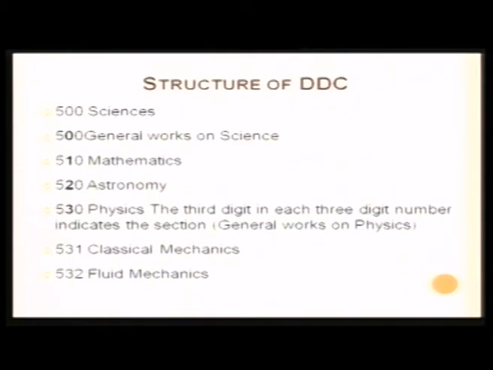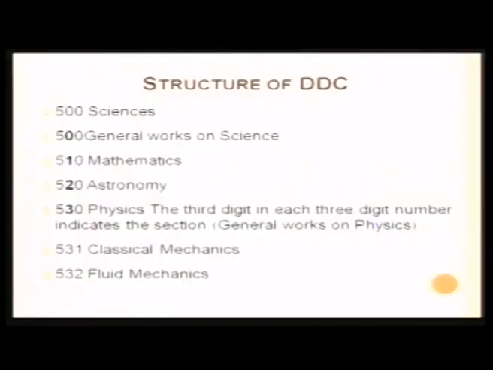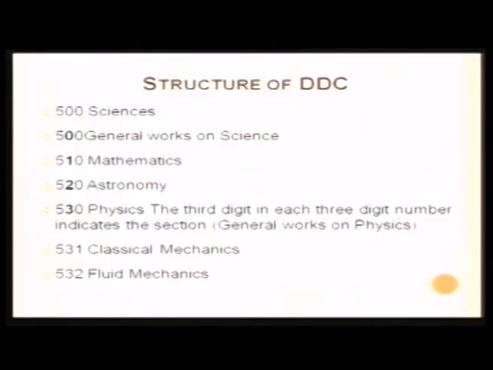Then the third digit in each 3-digit number indicates the section. As you know, there are 10 main classes. Each class is further divided into 10 divisions, and each division is further divided into 10 sections. So similarly, 530 is physics. The third digit in each 3-digit number indicates the section. As we earlier saw, 0 stands for general works. For example, 500 is general works on science. This 530 is general works on physics. Physics has been further divided into various sections like classical mechanics, fluid mechanics.